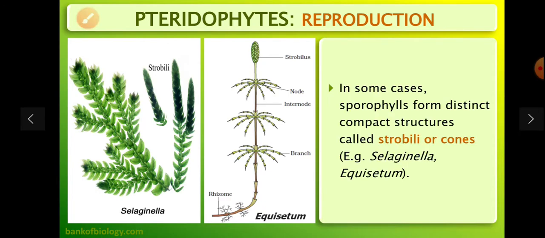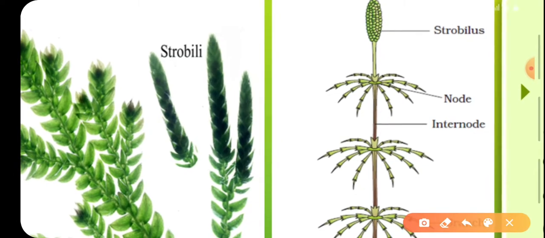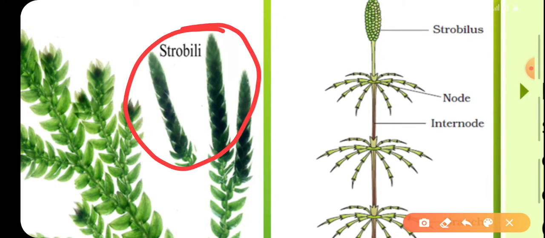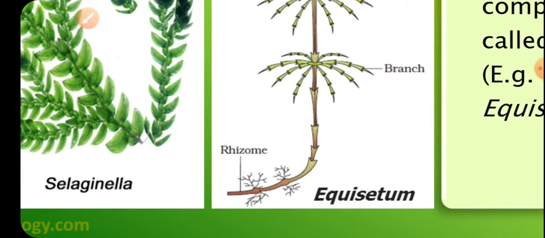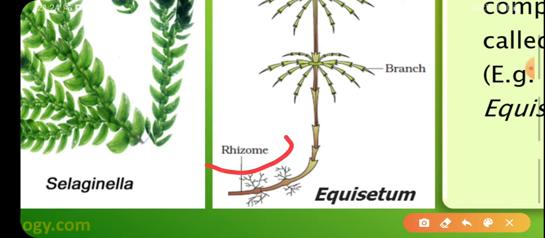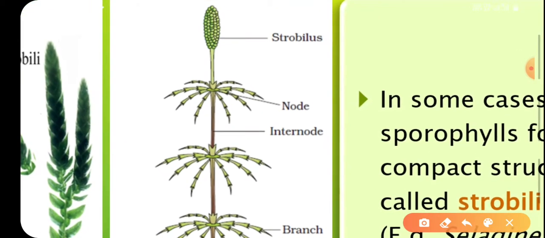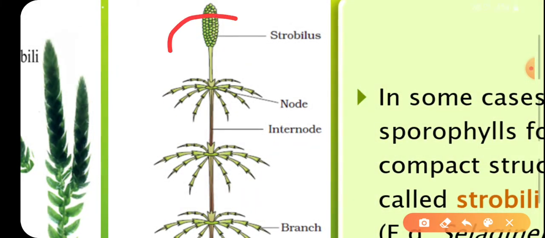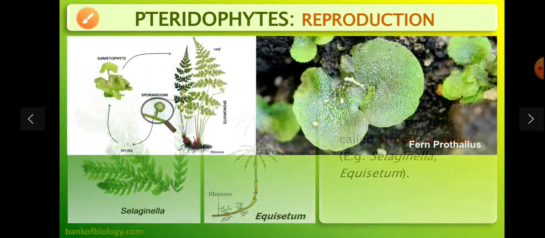In some cases, sporophylls form distinct compact structures called strobili or cones. An example is Selaginella. Again we can see this example of a Selaginella strobilus. It is a quite compact structure. Here are the stem, the rhizome, the branch, the node and the strobili. These strobili are quite compact.